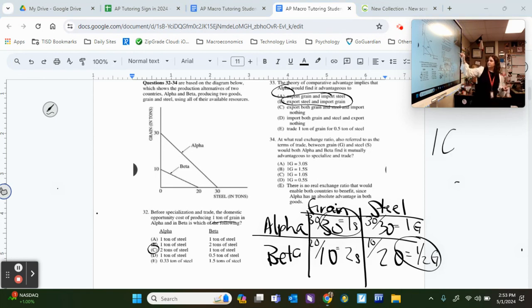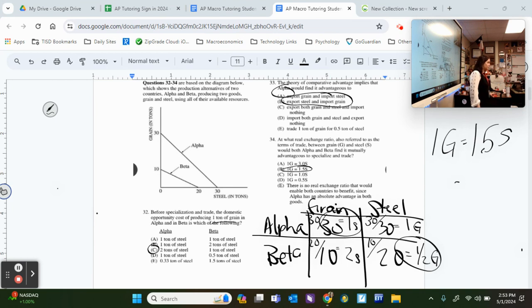So we'll see. If we find some number between what we have here, that is going to work. So for one grain, what's the number between 1 and 2? 1.5 steels. This actually works. Is that an answer choice? Yeah. So that trick works. That trick only works if it's advantageous for both.